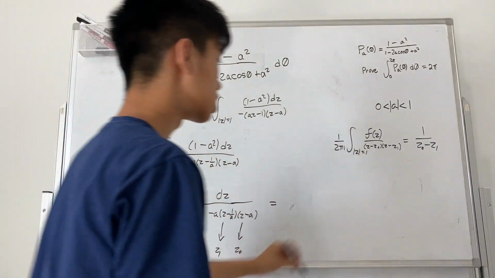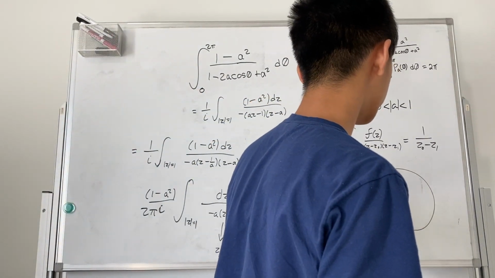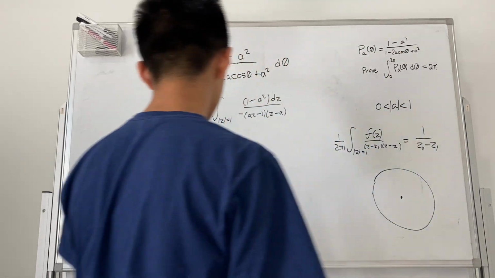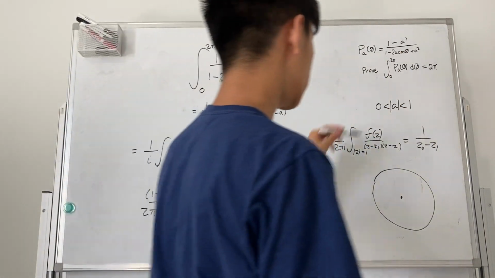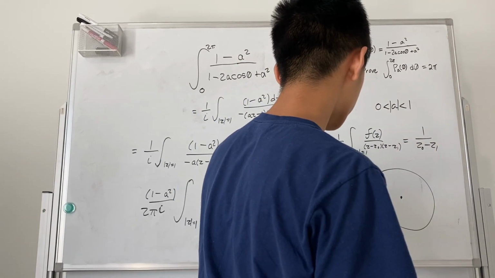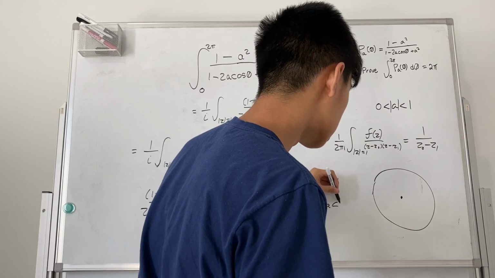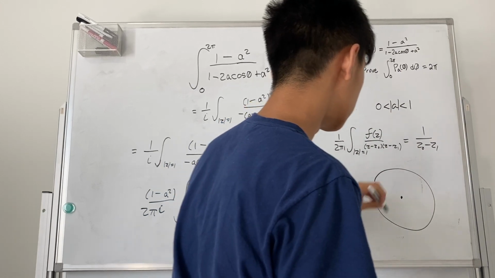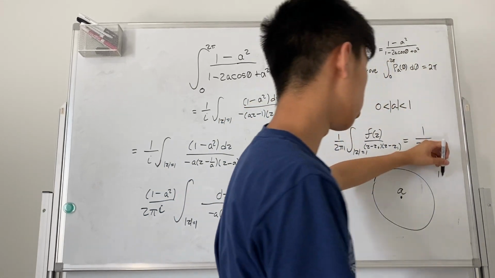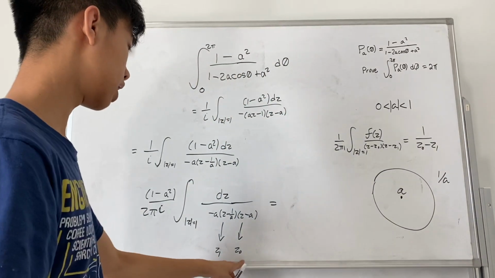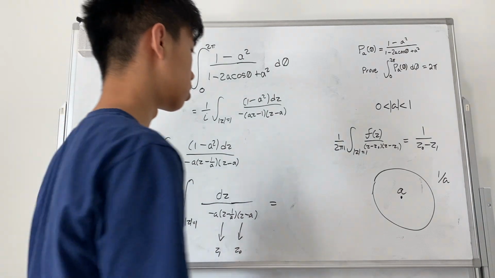And this is because if you draw out a circle centered at the origin such that the magnitude is 1, we know that 1 over a is greater than 1, because a is in between 0 and 1. So a must fall inside the circle and 1 over a falls outside of it. That is why we set this one to z0.